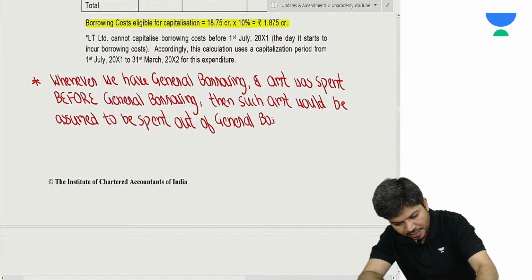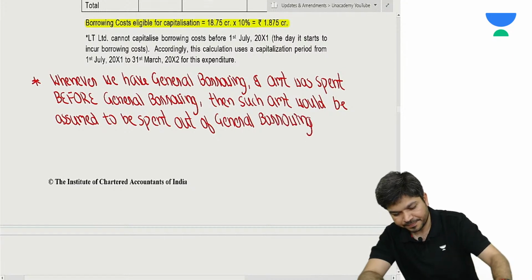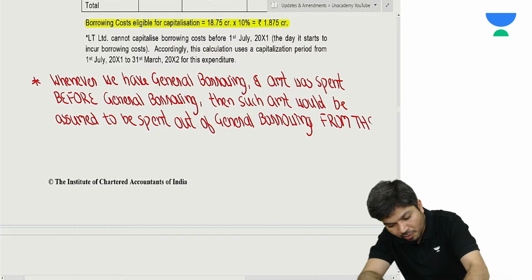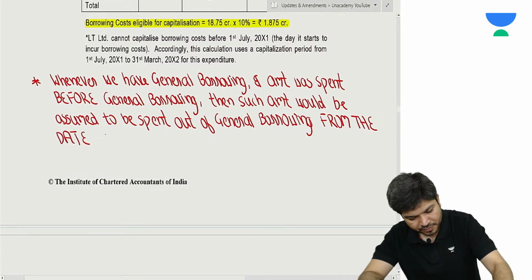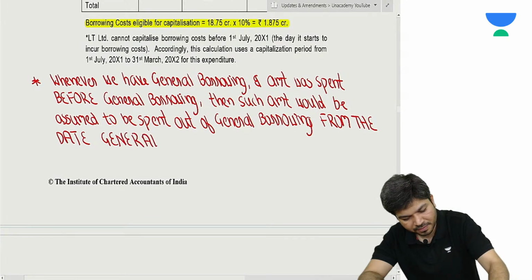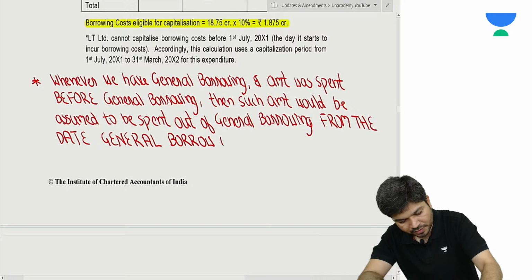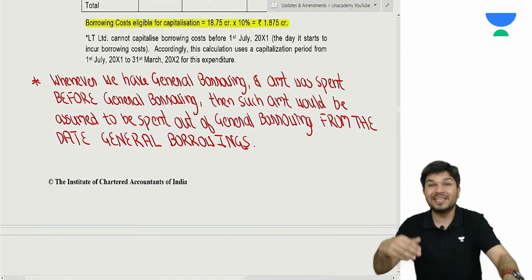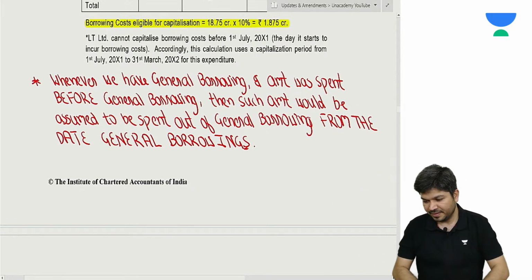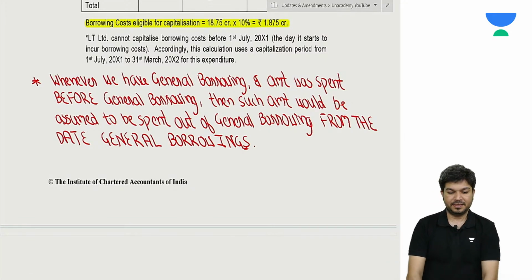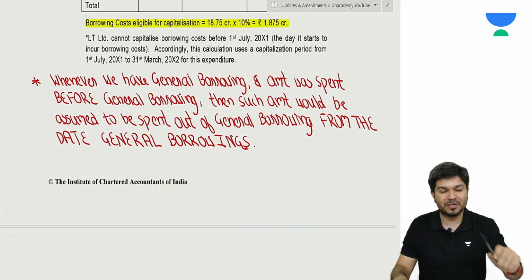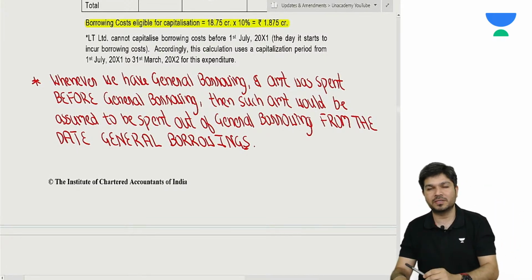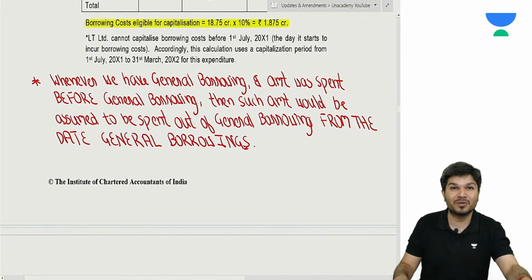This is a new question. This type of question was not there earlier anywhere. It is assumed to be spent out of general borrowing from the date general borrowing comes. Okay, so you might say, sir, earlier I had already spent it out of my own funds. Yeah, you had spent out of own funds, but the day when general borrowing comes, it's assumed to be out of general borrowing. So that 5 crore is out of general borrowing, but from 1st July onwards. Another 20 crore is out of general borrowing, but from 1st July onwards. The next one is spent in March, so it comes from 31st March only. Then it cannot be from 1st July.